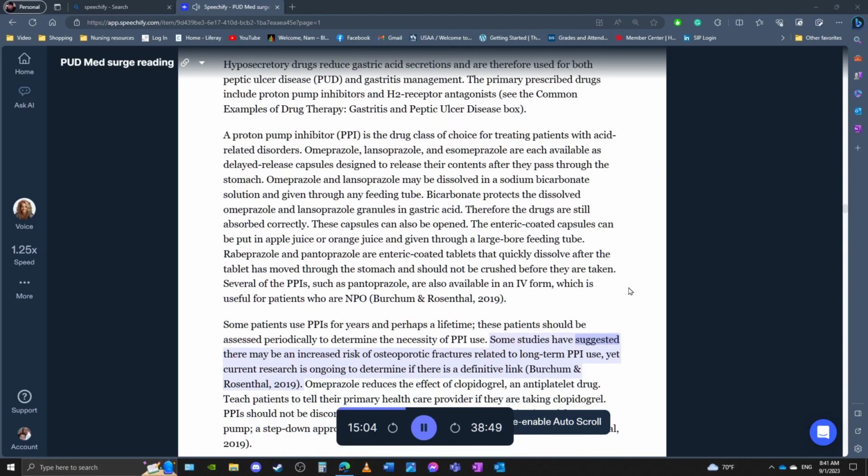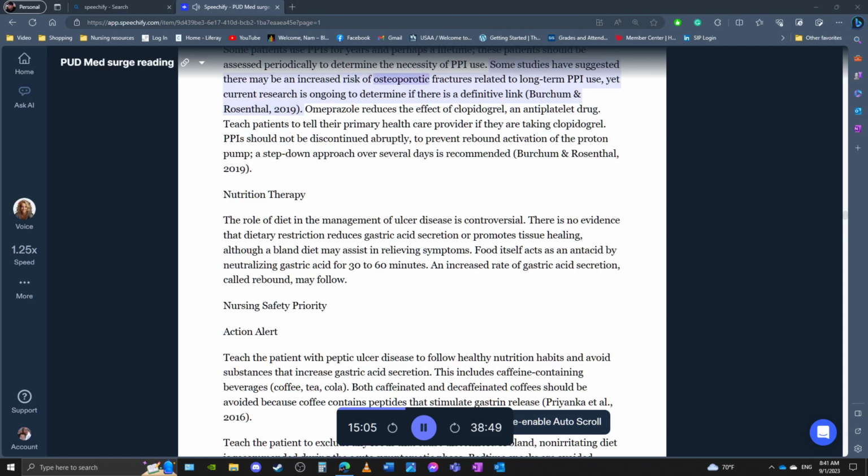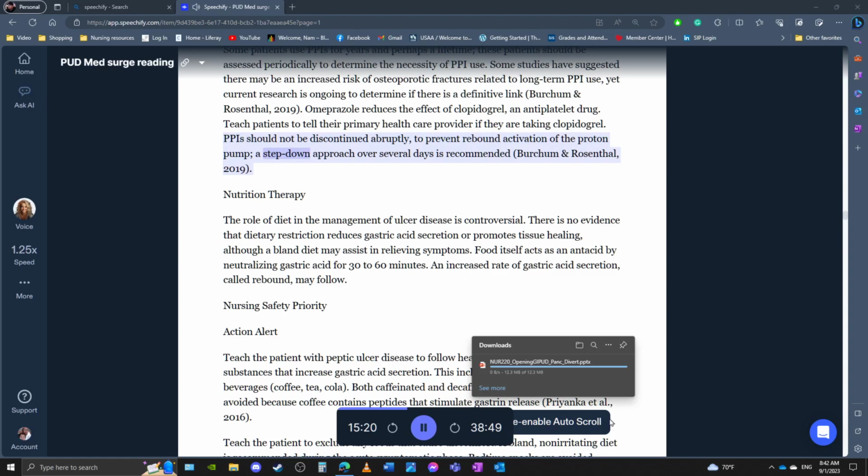Some studies have suggested there may be an increased risk of osteoporotic fractures related to long-term PPI use, yet current research is ongoing to determine if there is a definitive link. Omeprazole reduces the effect of clopidogrel, an antiplatelet drug. Teach patients to tell their primary healthcare provider if they are taking clopidogrel. PPIs should not be discontinued abruptly. To prevent rebound activation of the proton pump, a step-down approach over several days is recommended.